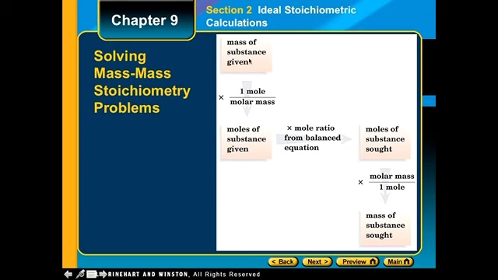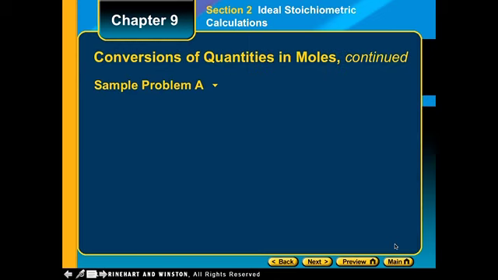Using the given figure, the mass times 1 over molar mass gives the moles, times the mole ratio gives the moles, times molar mass over 1, the inverse of the previous step, gives the mass.